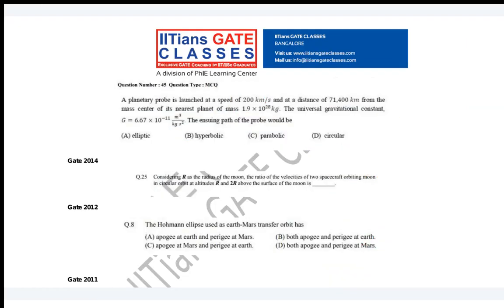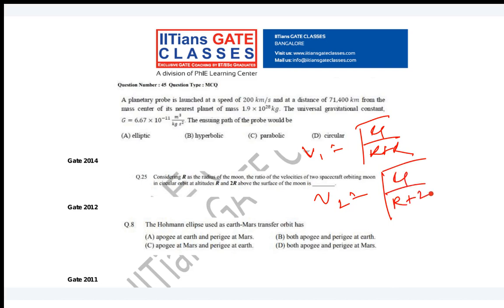What is given? Consider R as the radius of the moon, and the ratio of the velocities of two spacecraft orbiting the moon in circular orbits at altitudes R and 2R above the surface of the moon is asked. So first, V1 is root of mu upon R plus R. Then V2 is root of mu upon R plus 2R. They ask, what is the ratio V1 by V2? How much is it, guys? It will be root 3 by 2, right? So it is 1.22.